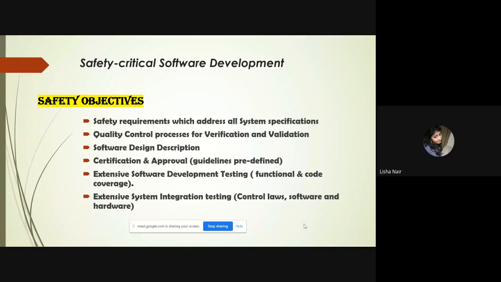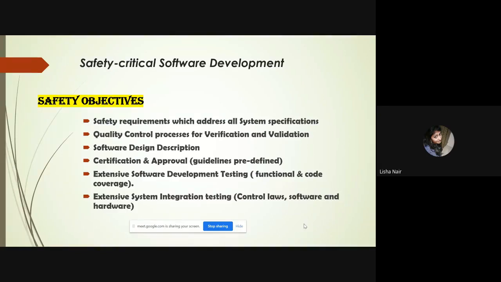Then, in the safety critical system, testing plays a very important role, because implementing takes a high cost. It does take a huge cost, and even more time.